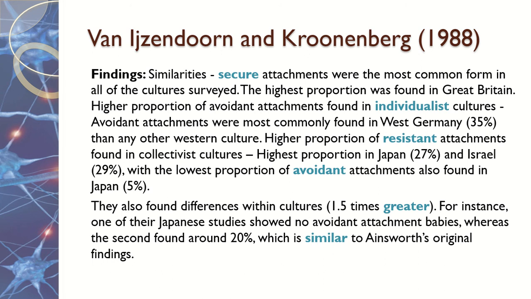And they also found differences within the culture. So actually, within a culture, so within Great Britain, for example, or within an individualist culture, there was actually a lot more variation than there was between cultures, thinking about this as an evaluation point as well. For example, in the Japanese studies, they showed no avoidant attachment babies, but in a second study, they found around 20%. So there's a real difference between the studies as well.